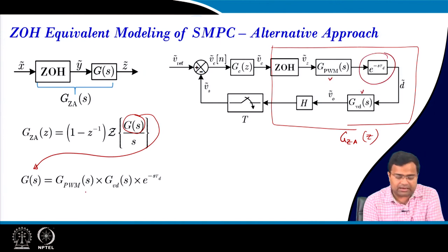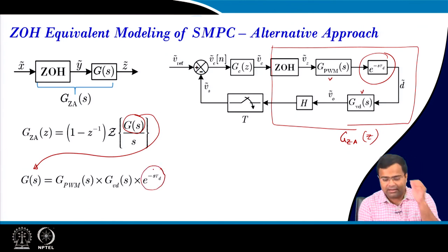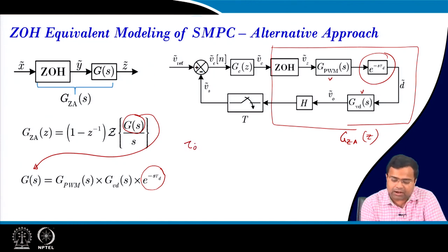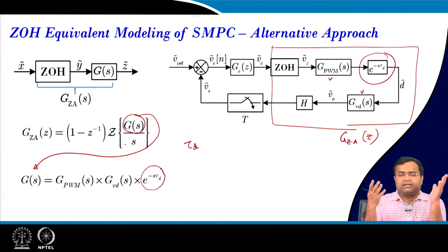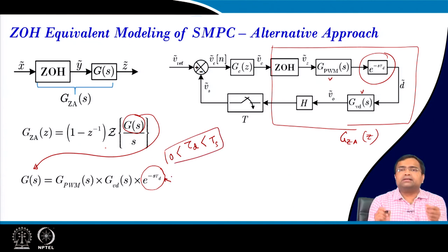And this delay we may consider in an approximate version, maybe a first order Pade approximation. Because if this delay, tau d, equals the complete sampling time, then it is straightforward. That delay can be accommodated here by z inverse. But since this delay may be greater than 0 but less than the sampling time, then we may approximate this delay, maybe with a first order Pade approximation or something like that, and then you can get the total equivalent model.